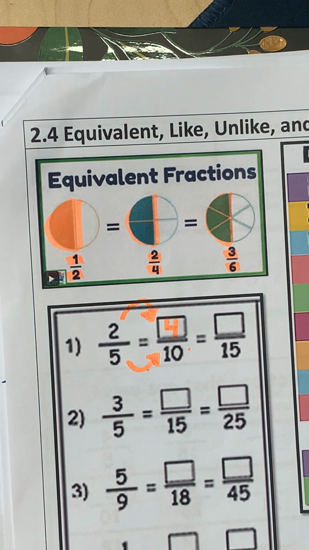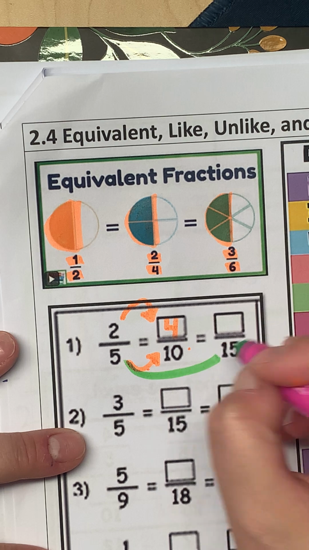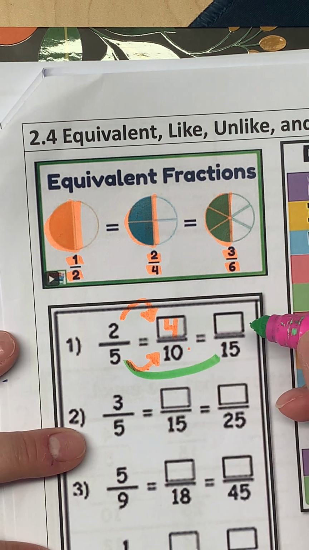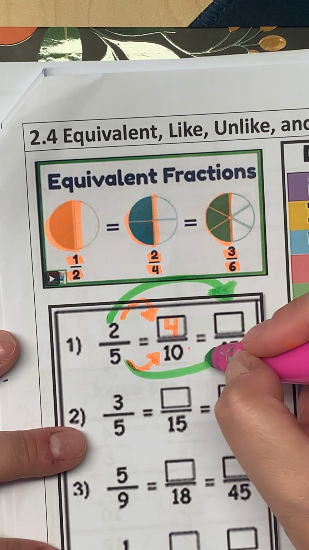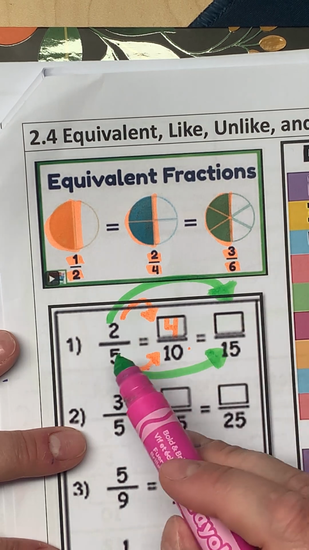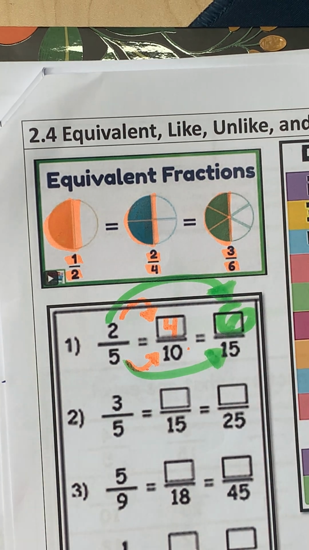Or I could try again and I could say, okay, how do I get from 5 to 15? I times by 3. So how do I get from the top 2 to my new number? I times by 3. So 2 times 3 is 6. Yay, and those are equivalent fractions.